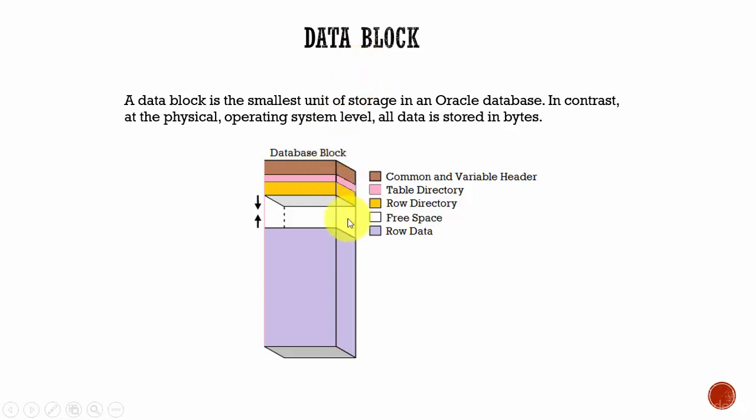A database block is made up of a common and variable header, table directory, row directory, free space, and row data. The common and variable header contains the general block information such as the block address and the type of segment. Example, whether the segment is a data or an index segment. The table directory contains the information about the table having rows in the block. And the row directory contains information about the actual rows in the block. It contains the addresses of each row piece in the row data area. Row data, this is where the actual data for the rows is stored. And free space is the one which is free and is used to insert any new rows.